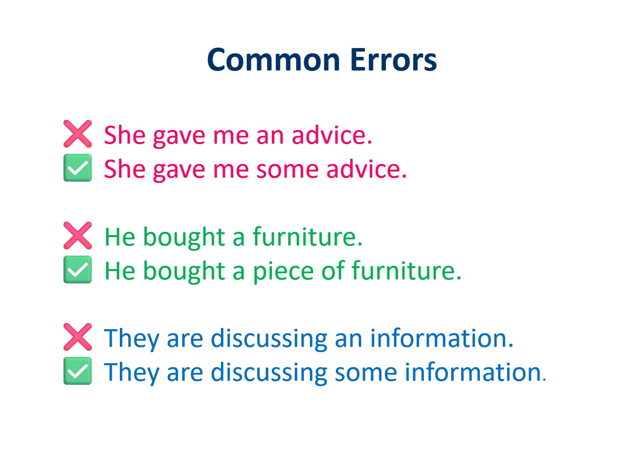Let's fix some more mistakes. An advice should be some advice. A furniture is wrong, say a piece of furniture. An information is incorrect, the right form is some information. Watch out for uncountable nouns and avoid using a or an before them.